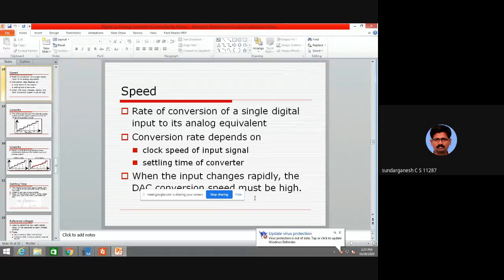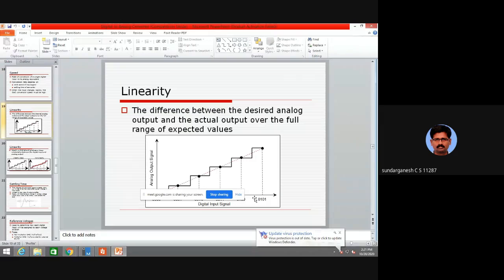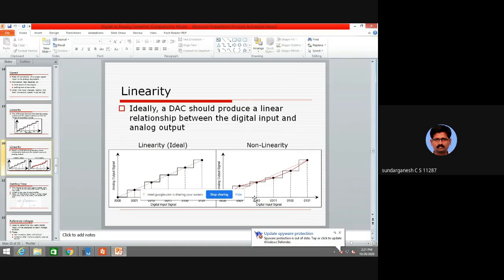The next property is linearity: the difference between the desired analog output and the actual output over the full range of expected values. So how much the actual output value is deviated from the ideal analog value. Ideally, a DAC should produce a linear relationship between digital input and analog output.